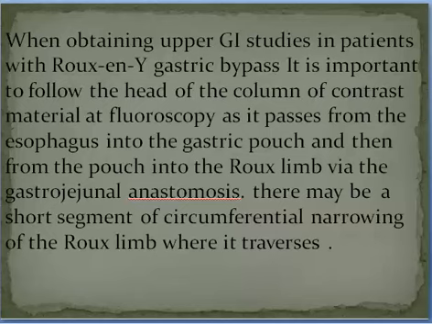When obtaining the upper GI study in patients with Roux-en-Y gastric bypass, it is important to follow the head of the column of contrast material at fluoroscopy as it passes from the esophagus into the gastric pouch, and then from the gastric pouch to the first limb via the gastrojejunal anastomosis. There may be a short segment of circumferential narrowing as it traverses this region.